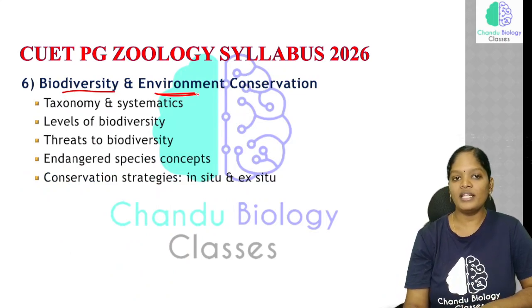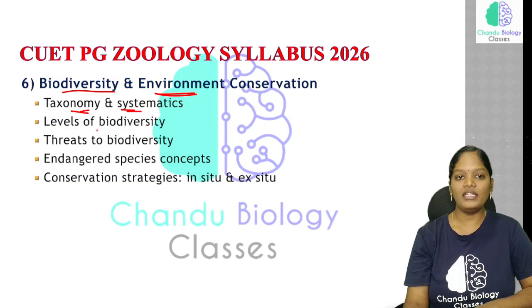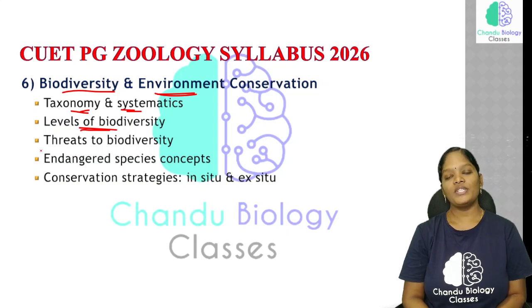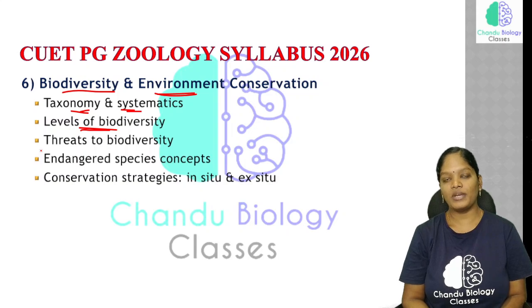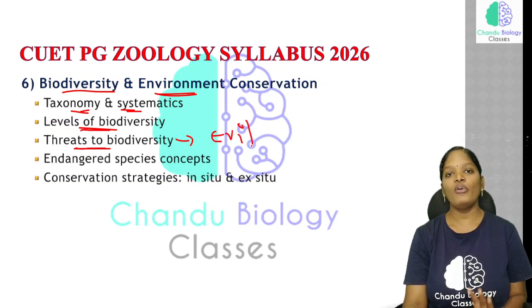Biodiversity and environmental conservation. In biodiversity, you should study taxonomy and systematics. What is meant by taxonomy, what is systematics, and what are all the levels of biodiversity? When it comes to the levels of biodiversity, we have 3 different types: genetic biodiversity, species biodiversity, and ecosystem biodiversity. We have to study the levels of biodiversity and the threats to biodiversity, and we can call these threats to biodiversity an evil quartet, which means 4 important things which cause a threat to biodiversity.